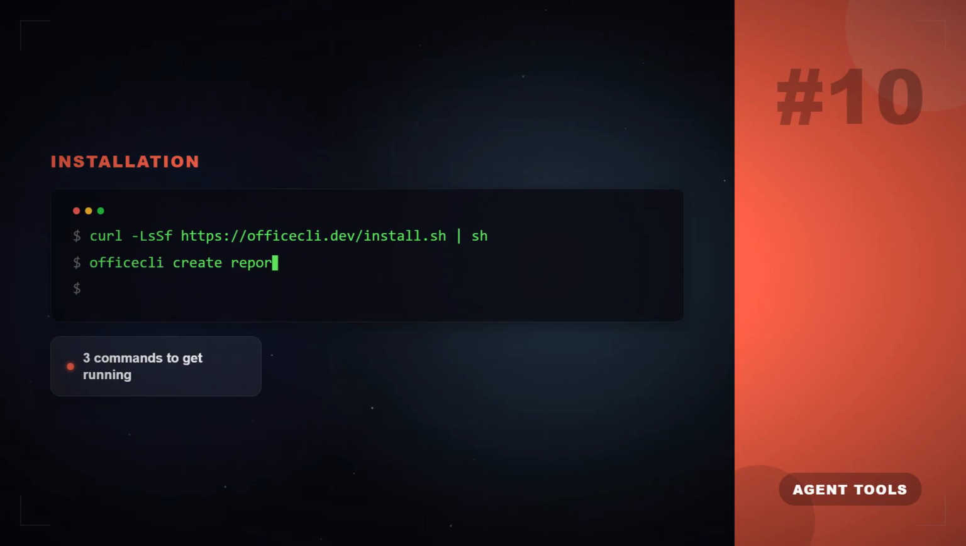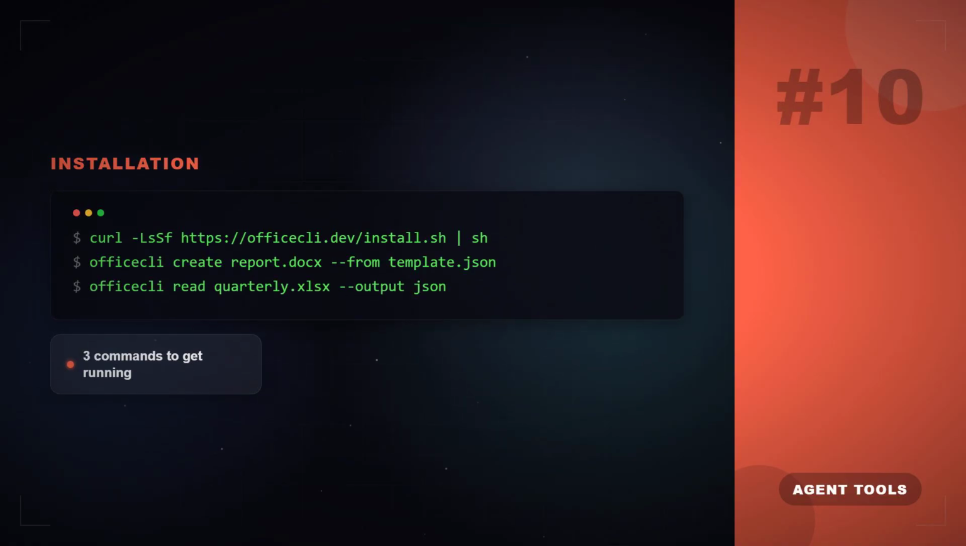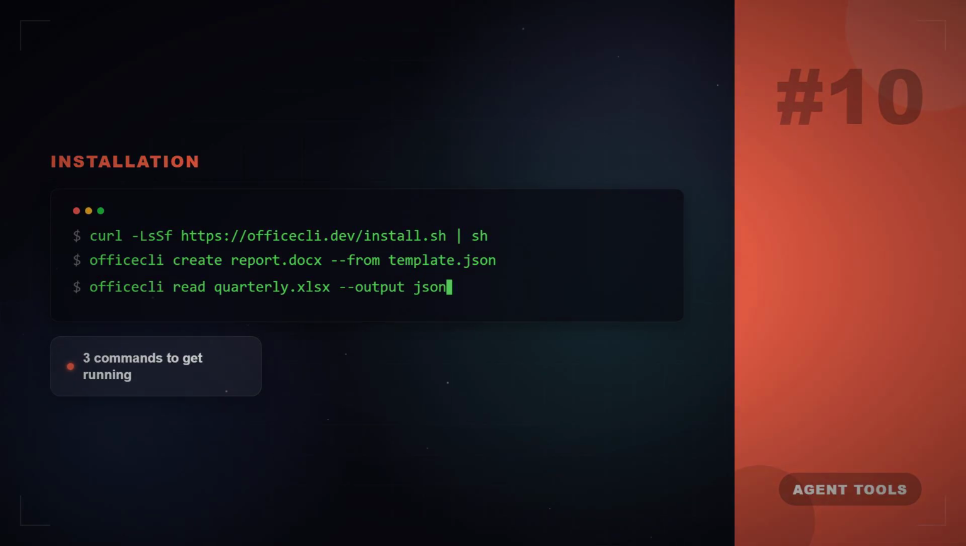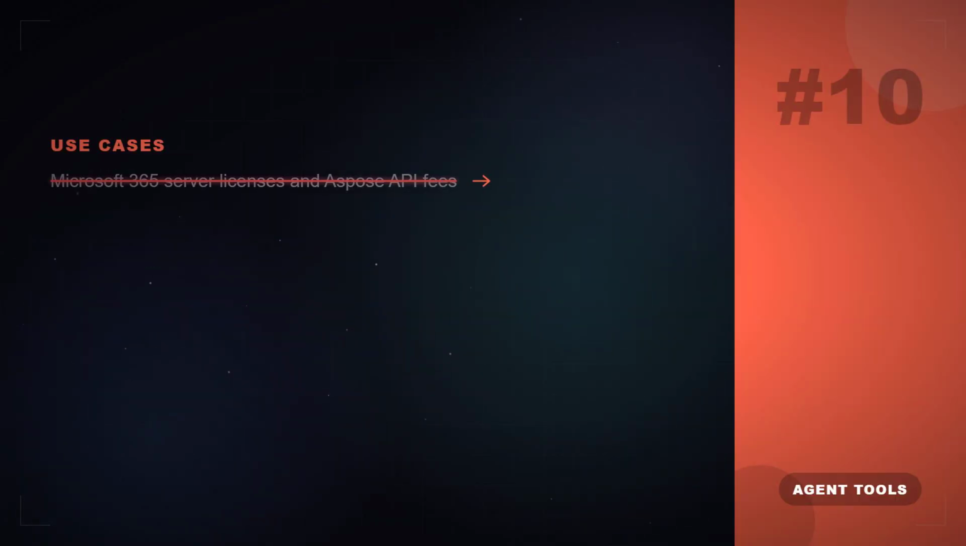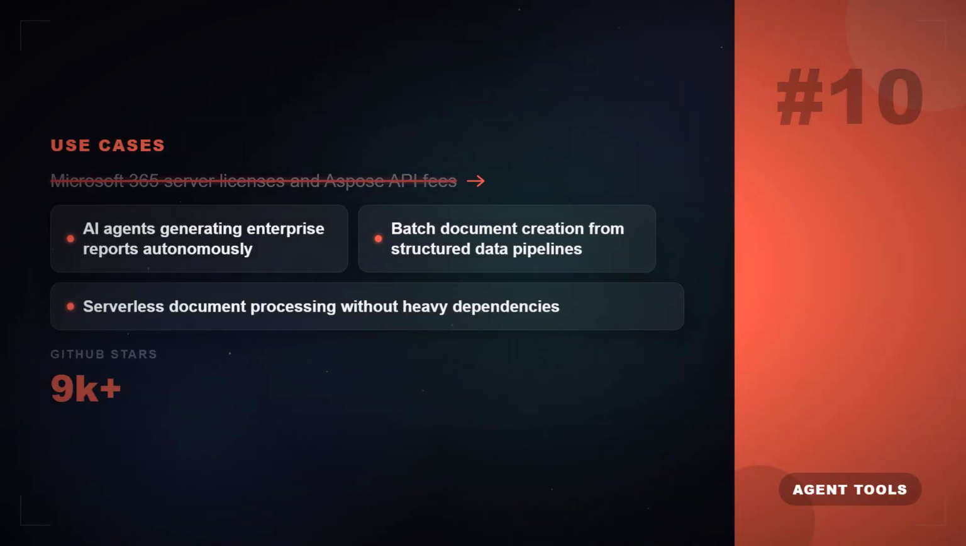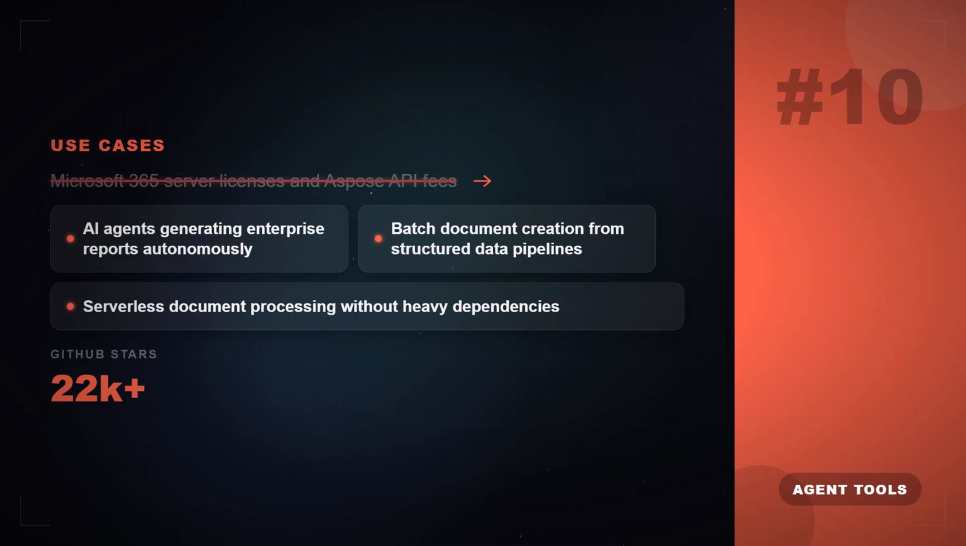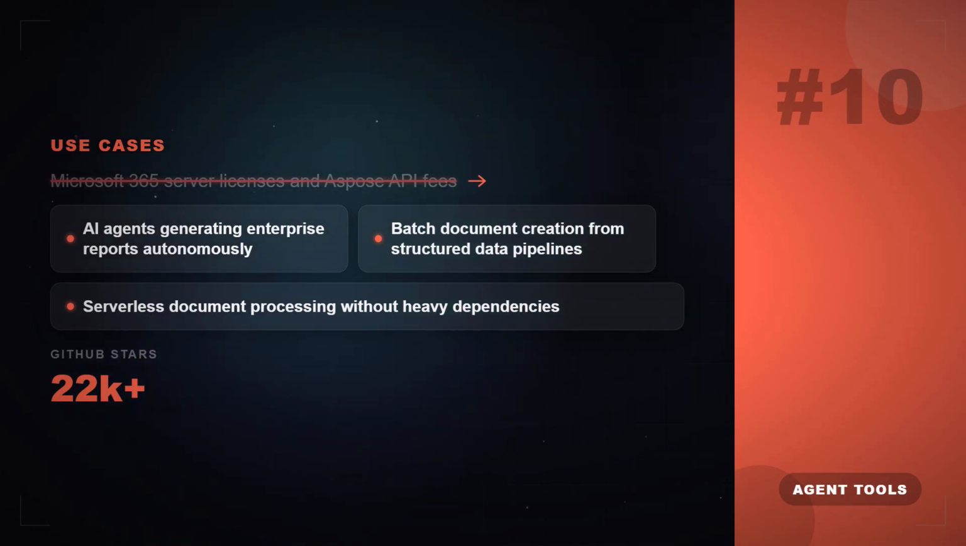Then create documents from JSON templates, or read existing spreadsheets into structured data. It replaces Microsoft 365 server licenses and expensive Aspose API fees. Use OfficeCLI when your AI agents need to generate enterprise reports autonomously, process documents in batch pipelines, or handle serverless document creation without heavy dependencies. Over 22,000 GitHub stars and climbing fast.